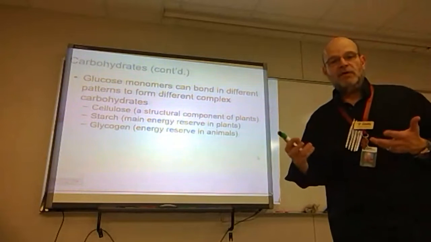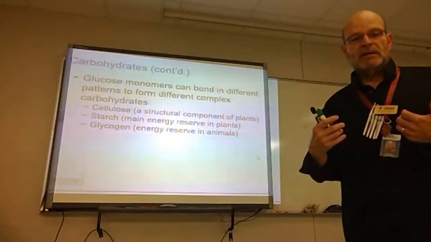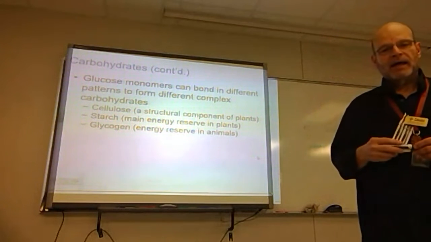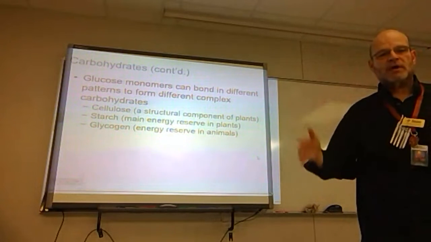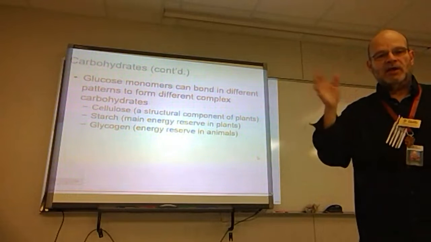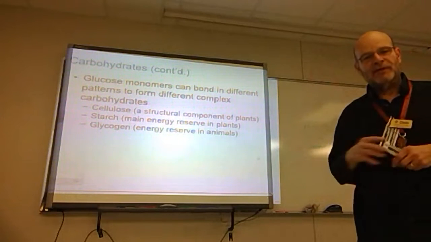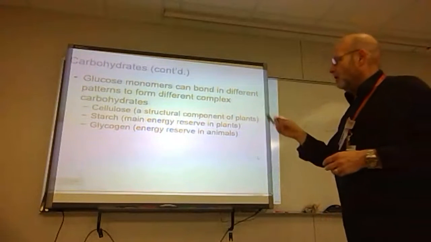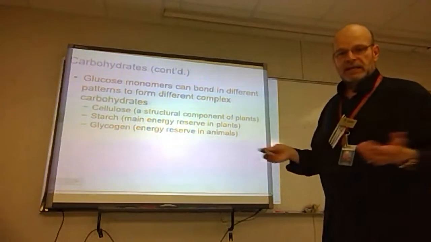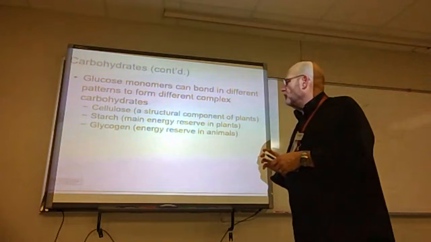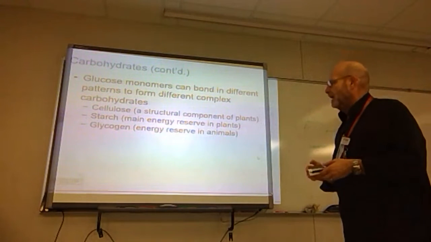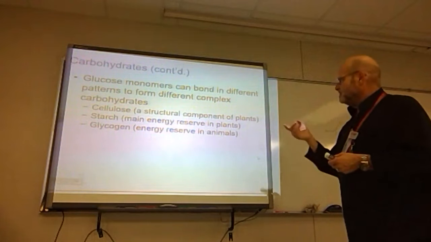We can't process it. If you consume some of this 4th one, which is called chitin, C-H-I-T-I-N, it just goes straight through your system. You take it in here, you get rid of it at the other end of the digestive system, and you don't process it. So we're not going to talk anything about it other than to just mention that it exists. However, the 3 that are parts of our diet are cellulose, starch, and glycogen.